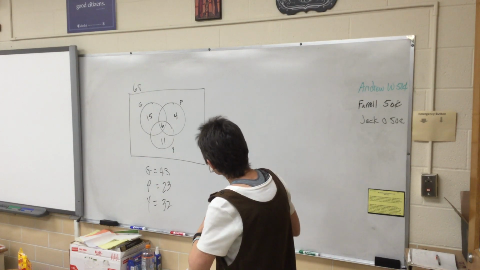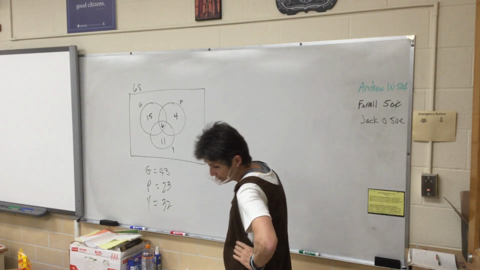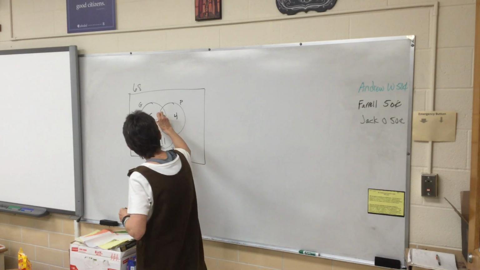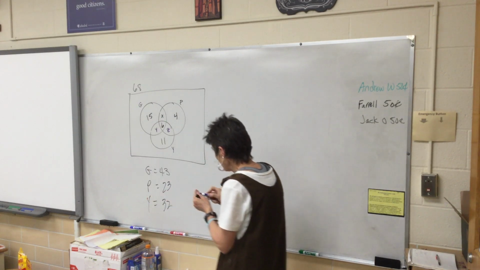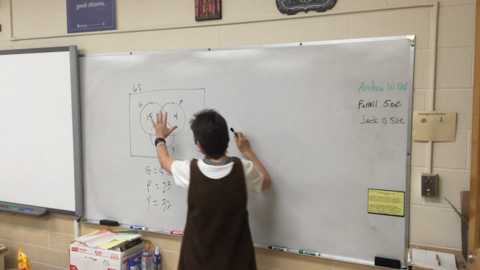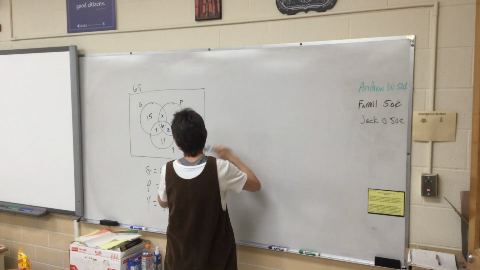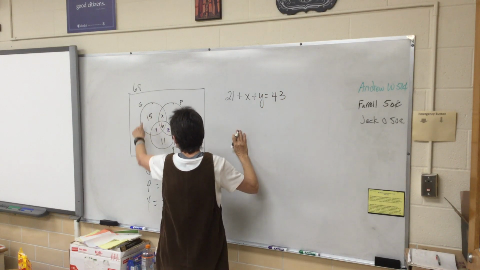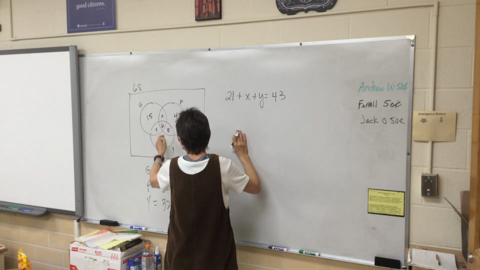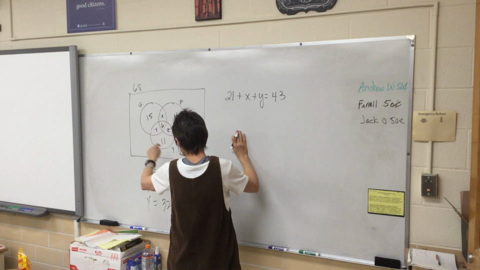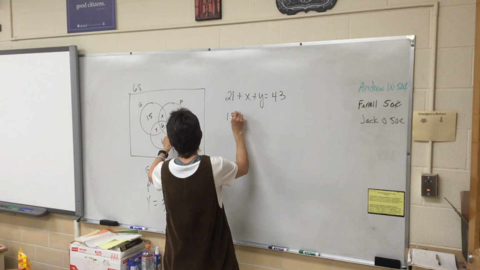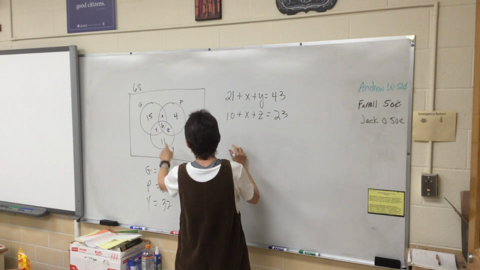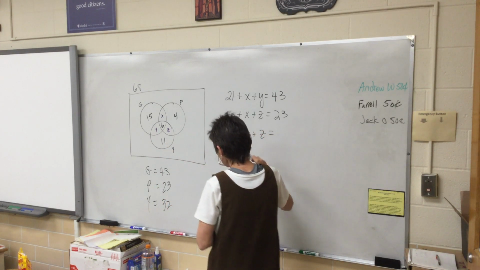All right, so here we go. We got to complete our diagram. I guess we'll call these things X, Y, and Z like we did yesterday. I don't know what those are. But I do know that the entire green circle is 43. So 21 plus X plus Y is 43. This entire circle adds up to 43. And this entire circle, which would be 10 plus X plus Z, adds up to 23. That's the purple circle. And 17 plus Y plus Z adds up to 32.